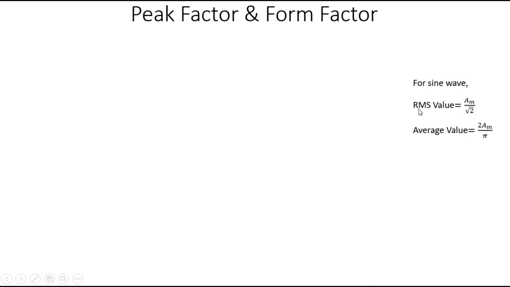So for a sine wave, the RMS value is Am/√2 and the average value is 2Am/π, where Am is the maximum value of the AC sine wave.